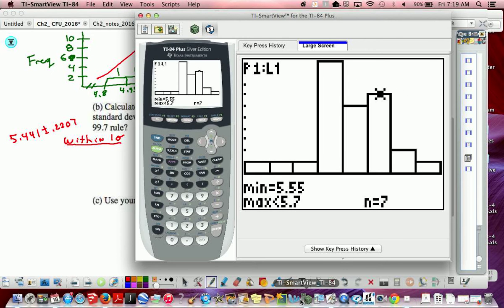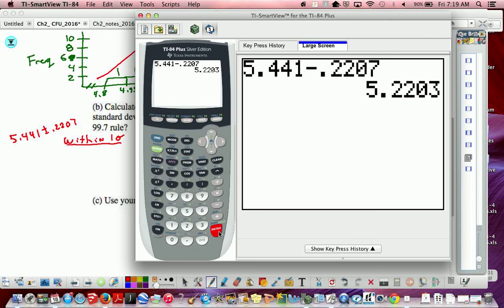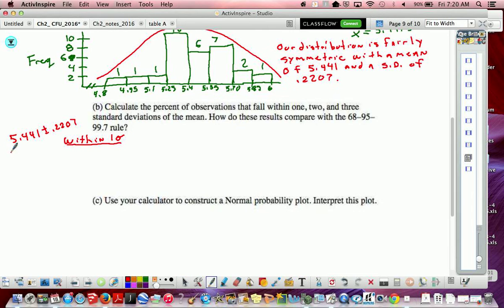So if I take my calculator and I go 5.441 minus 0.2207, I'm basically looking at scores that are at 5.23. I'm just going to round up. I'm going to include that value. And then the other one would be 5.661, so 5.66, because 5.67 wouldn't be included. So any values in between those, including those.